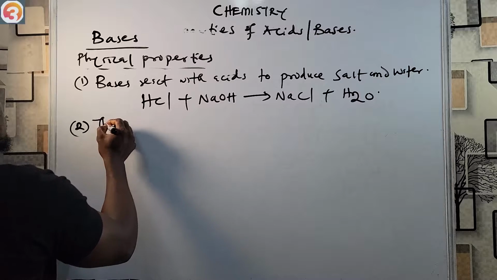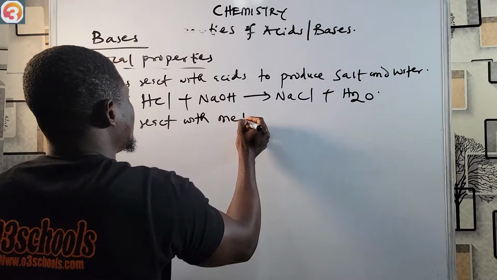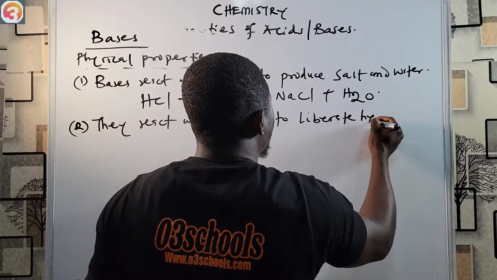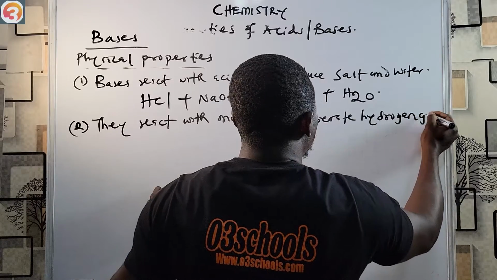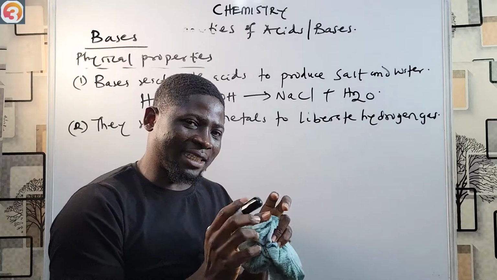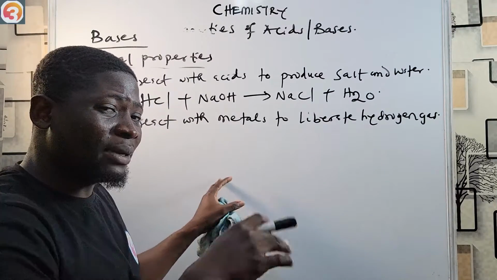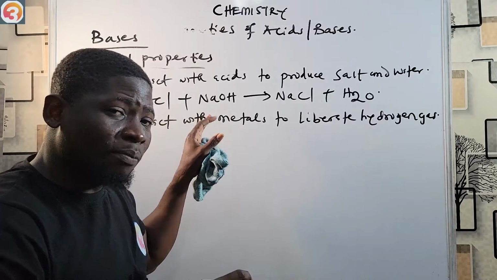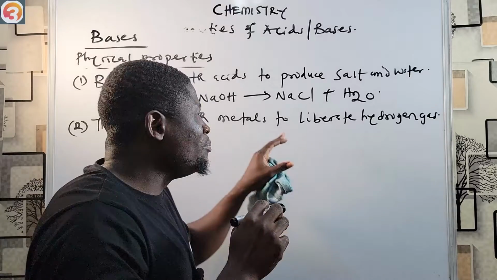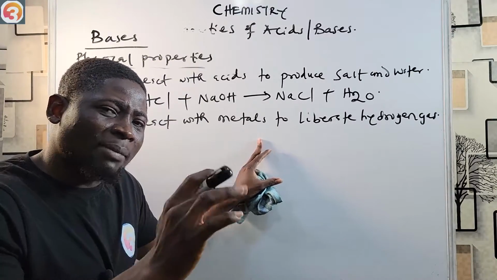Number 2. They also react with metals to liberate hydrogen gas. But please, the difference between bases and acids is that acid reacts with metal to liberate hydrogen gas, but bases react with metals to also liberate hydrogen gas. But it is very specific. The reaction is very specific to some elements.